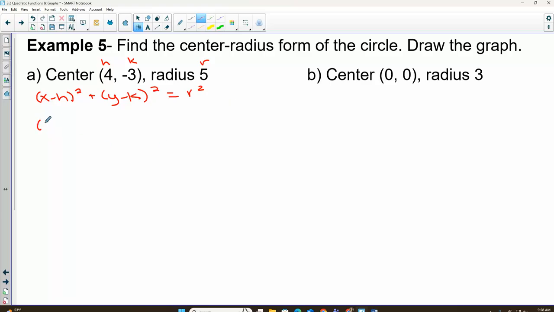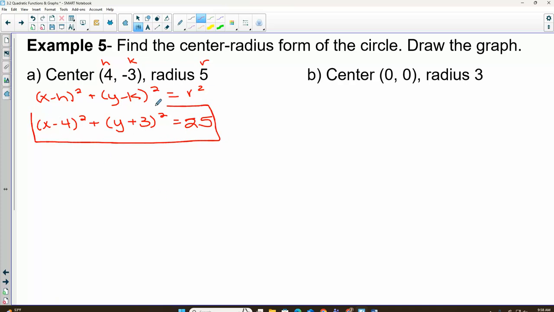So what would my equation look like? (x minus 4) squared. And minus a negative, we can make it plus 3, squared, equals r squared. 5 squared, could I go ahead and just write 25? Is that okay? That's my equation.